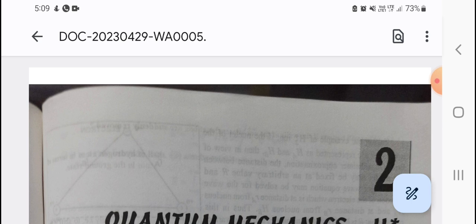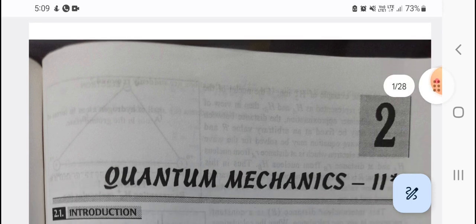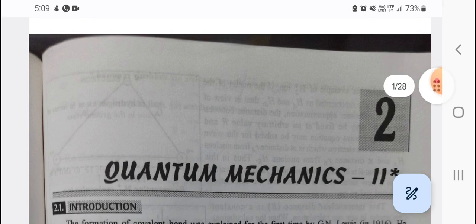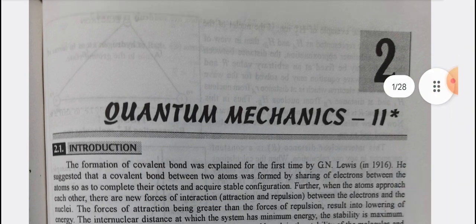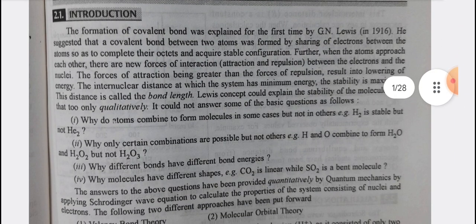Today we will read Chapter 2, Quantum Mechanics of Pradeep Publication, Volume 3. 2.1 Introduction. The formation of covalent bond was explained for the first time by G.N. Lewis in 1916. He suggested that a covalent bond between two atoms was formed by sharing of electrons between the atoms so as to complete their octet and acquire stable configuration.